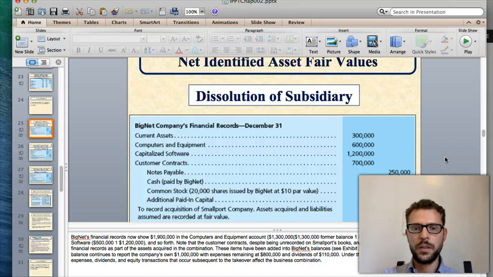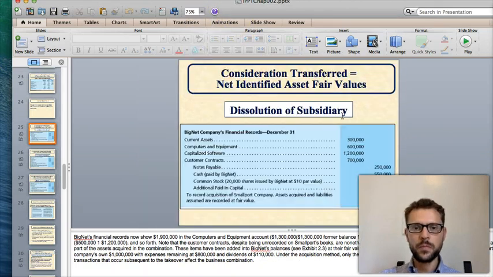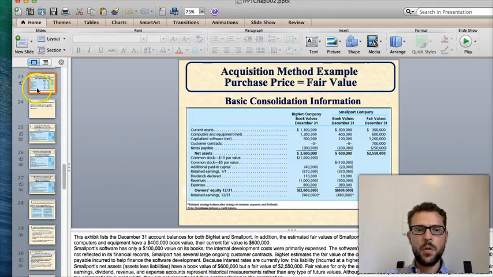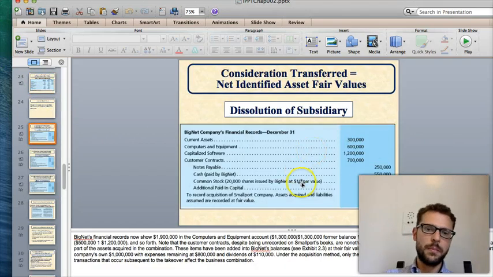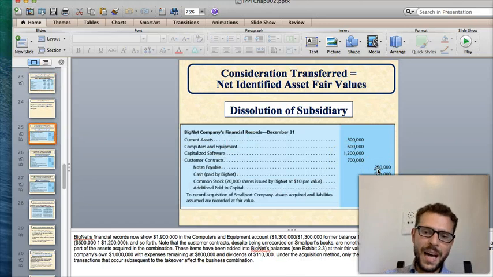So if we're just consolidating them, and say in this situation they're paying exactly the fair value, the consideration transferred is equal to the identified net asset fair values. In this case, we just transfer Smallport into BigNet. We debit all the items here, bringing them over exactly as they are at fair value, and we're eliminating the stock, the equity, and the liabilities of the underlying company.